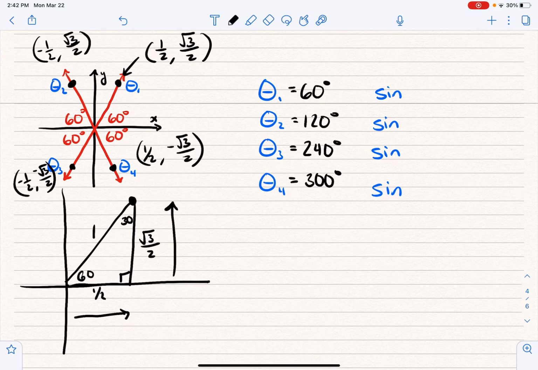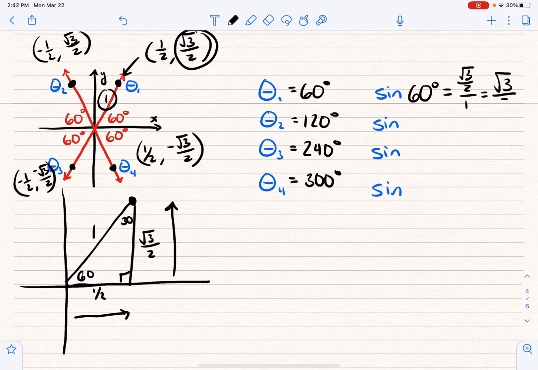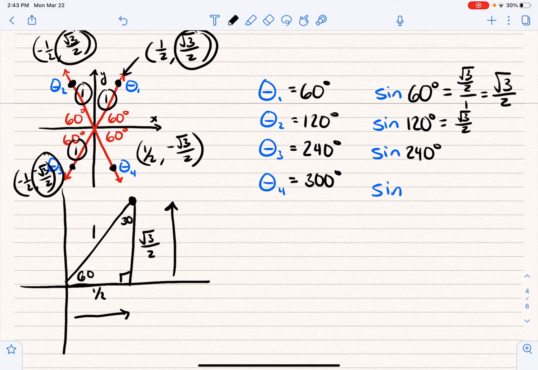The sine of 60 degrees is equal to y over r, which is going to be square root of 3 over 2 over 1, so therefore square root of 3 over 2. The sine of 120, again, is going to be y over r, so it's going to be square root of 3 over 2. The sine of 240 is going to be y over r. Now this time y is negative, so it's going to be negative square root of 3 over 2.